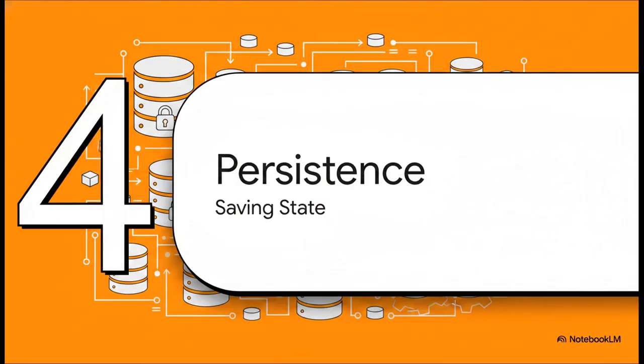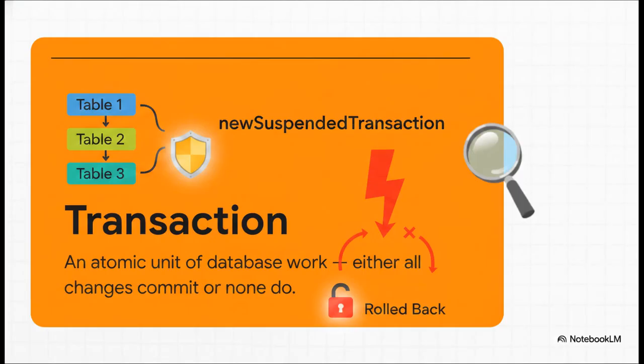Section 4. Persistence and databases. Saving state. The absolute bedrock of our persistence layer is the database transaction. In glossary terms, a transaction is an atomic unit of work. Every single repository method that touches the database is wrapped in a dedicated transaction block.